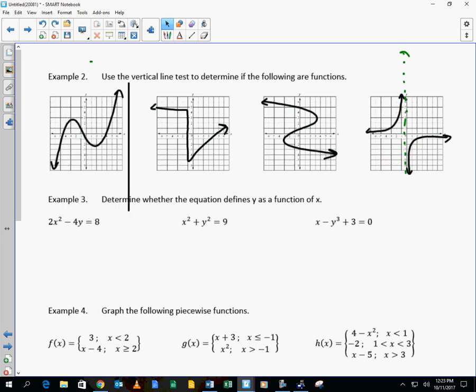Yes. Suppose I had a horizontal line. Would it pass the horizontal line test? No. We won't talk about a horizontal line test and what that means right now. Okay? So this is a function. Yes.